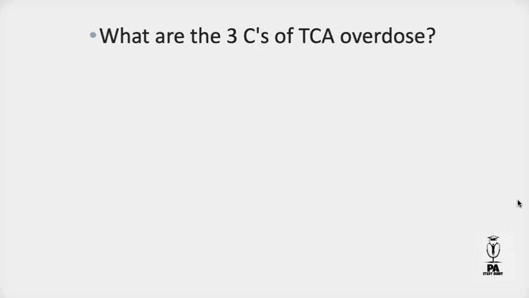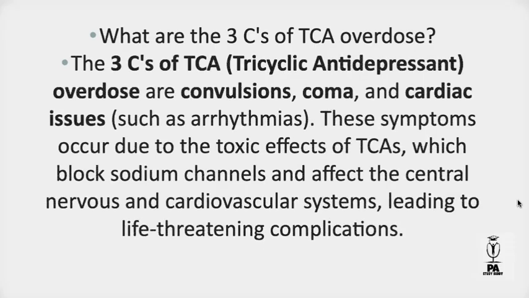What are the 3 C's of TCA overdose? The 3 C's of TCA, tricyclic antidepressant overdose: convulsion, coma, and cardiac issues. In a question stem, they can say which of these side effects is most likely associated with the tricyclic antidepressant. Look for the 3 C's, and if they really want to get creative, they can say which of the following side effects is not associated with TCA overdose. Look for the one that doesn't start with a C. So convulsion, coma, and cardiac issues.